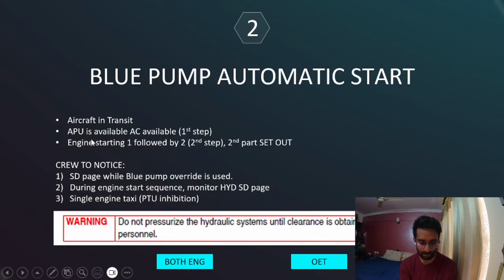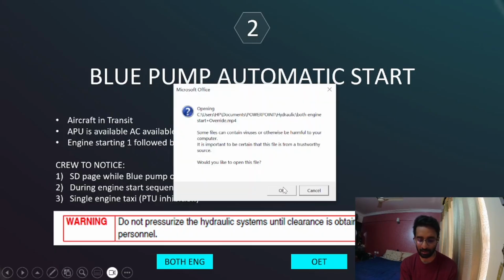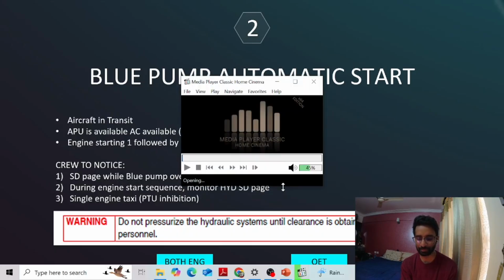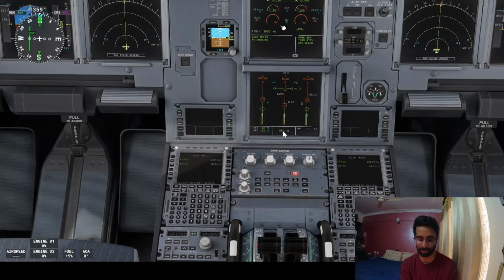Alright, so AC power needs to be there for the blue pump to be energized. So aircraft in transit, APU is available. We'll follow engine 1 start followed by 2. We'll do a single engine taxi, we'll do dual engine start. So let's start both engines first and see how it goes. Alright. If this video plays, yes.